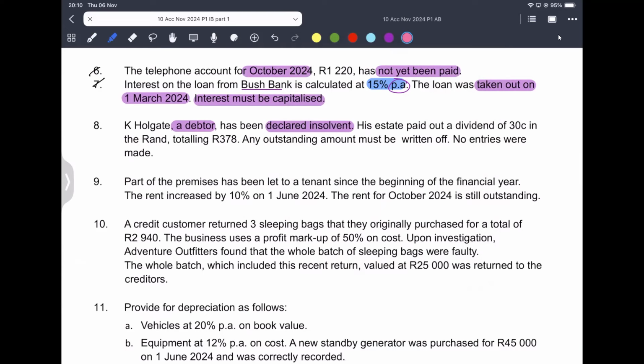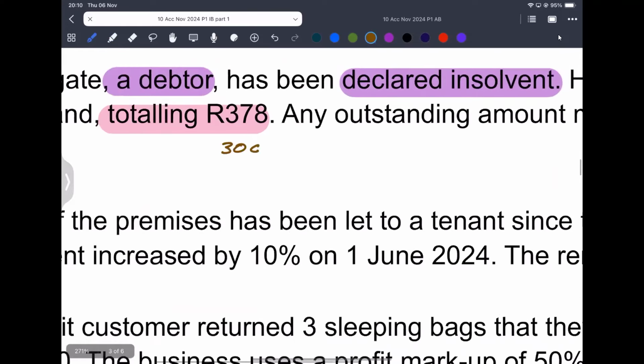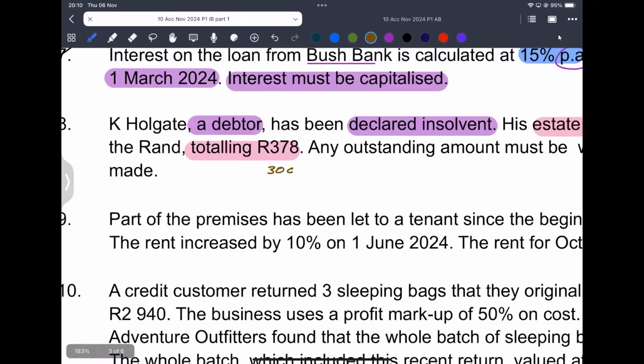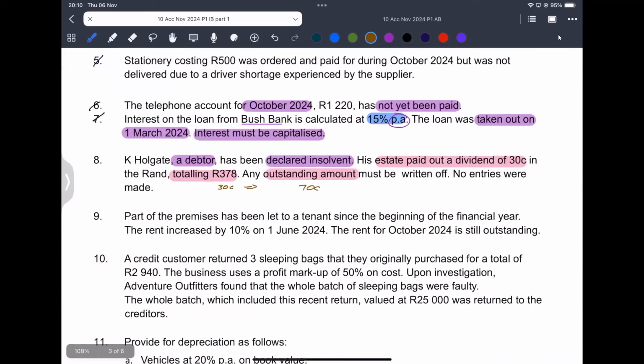His estate paid out a dividend of 30 cents in rent, totaling this. This one, guys, it means that this 378 represents the 30 cents. That is the 30 cents. The outstanding amount must be written off. So if 30 cents was received, it means that the outstanding amount will be the 70 cents. Must be written off. That's what they're saying. And to write it off, it means that the 70 cents becomes your bad debt.